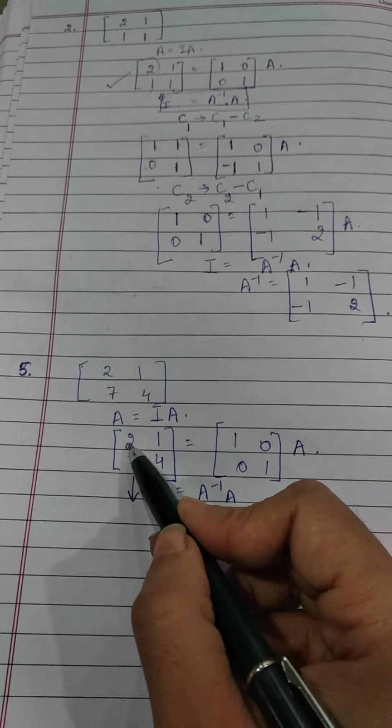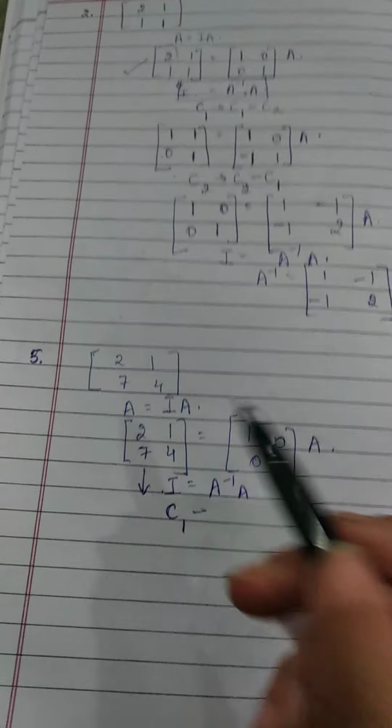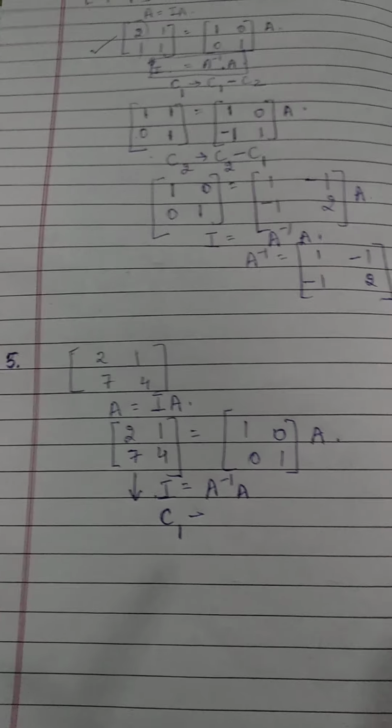I have to make this element as 1. So step by step we can just have a hint. If I have to make the very first element as 1, how can I make it as 1, right? So we'll be doing that.